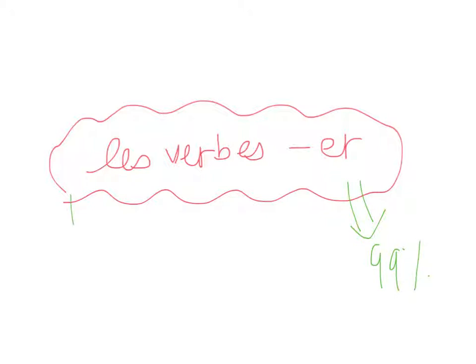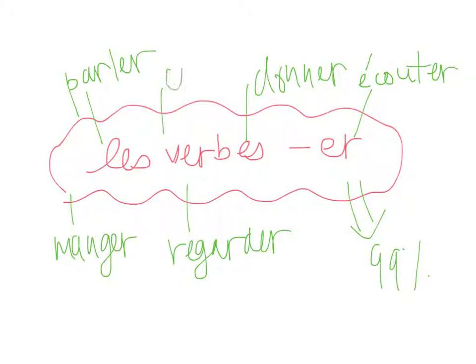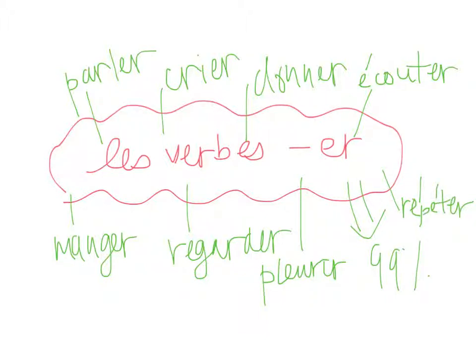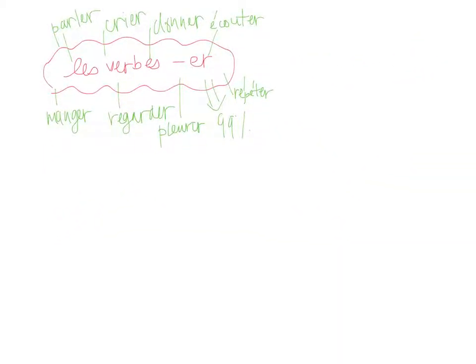You think of verbs such as manger, to eat, regarder, to watch, donner, to give, parler, to speak, écouter, to listen, crier, to shout, pleurer, to scream, répéter, to repeat, and the list can just go on and on. So all this constitutes basically 99%. The ER verbs are about 99% of French verbs.